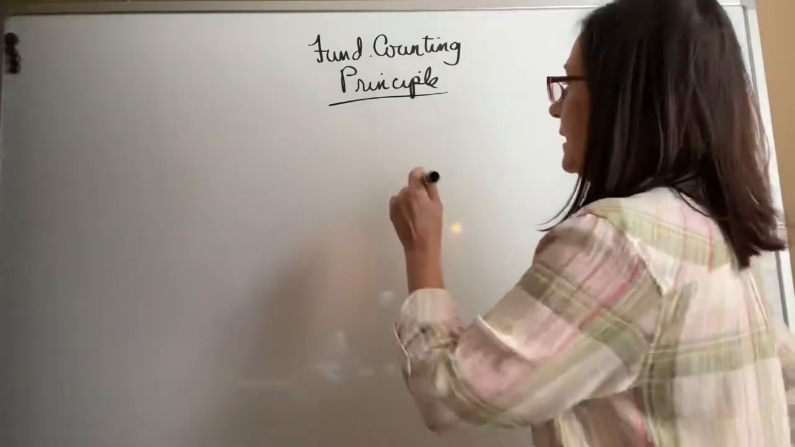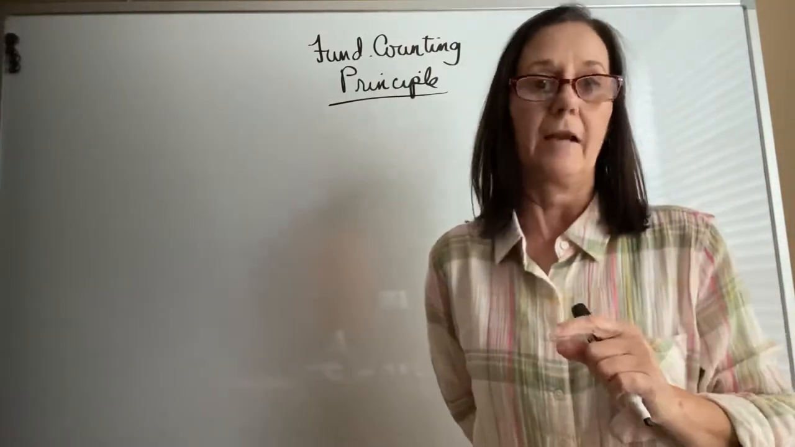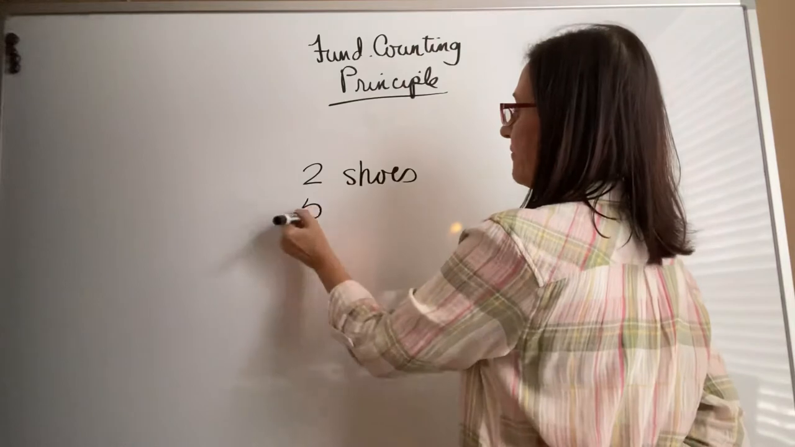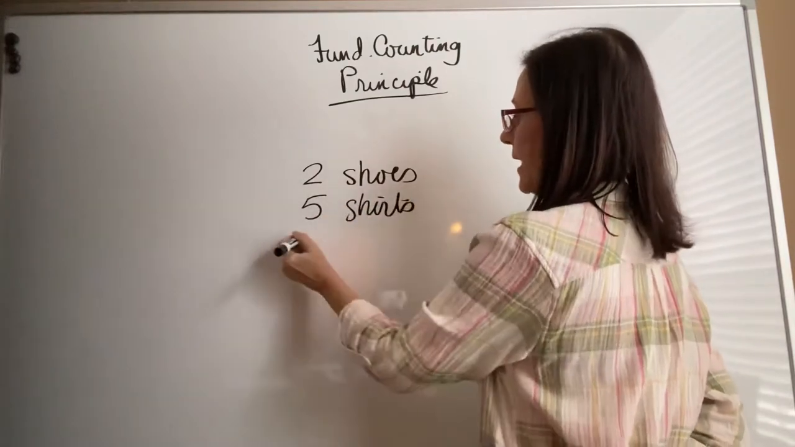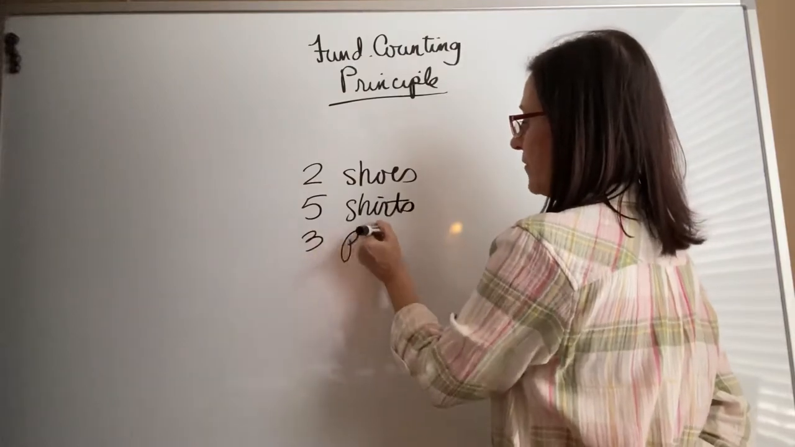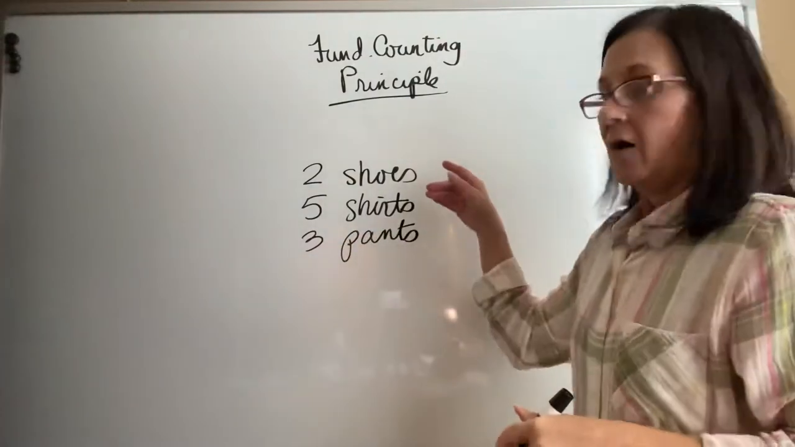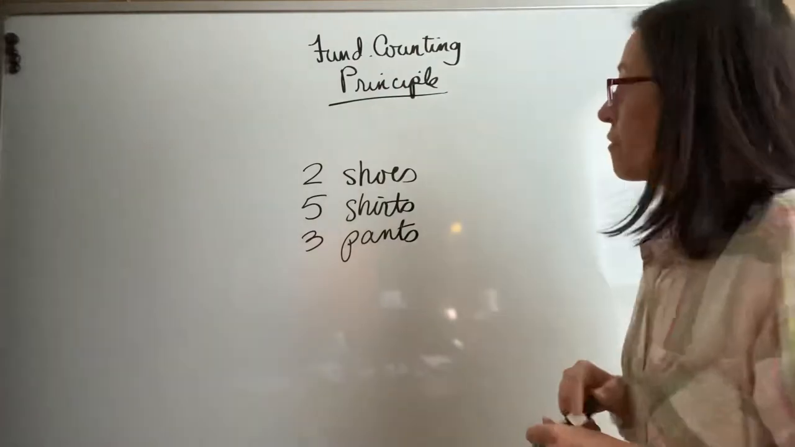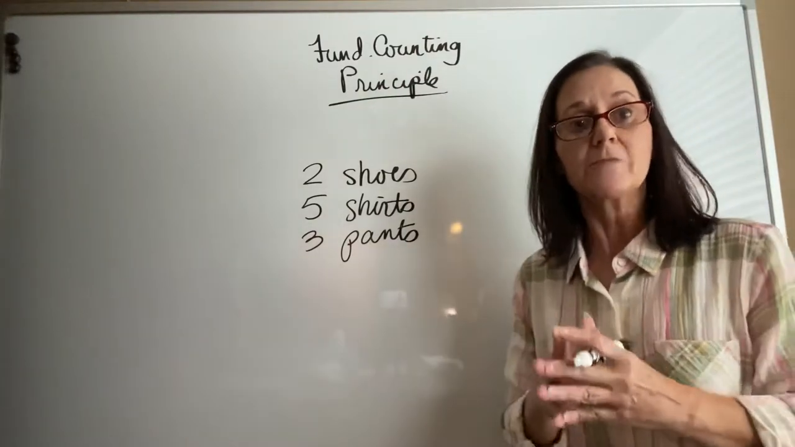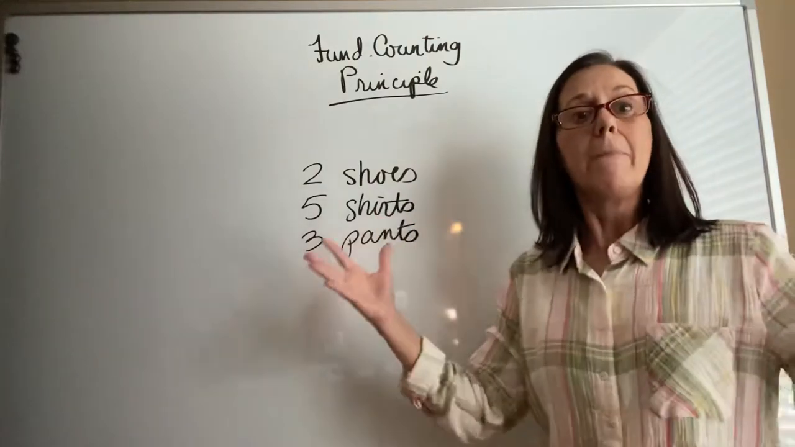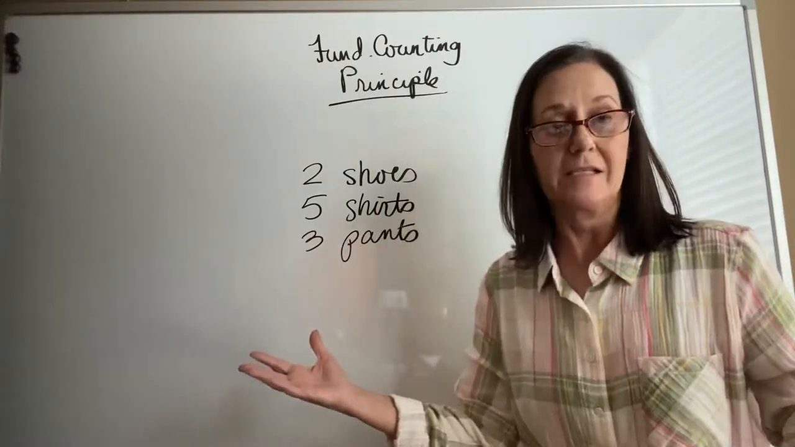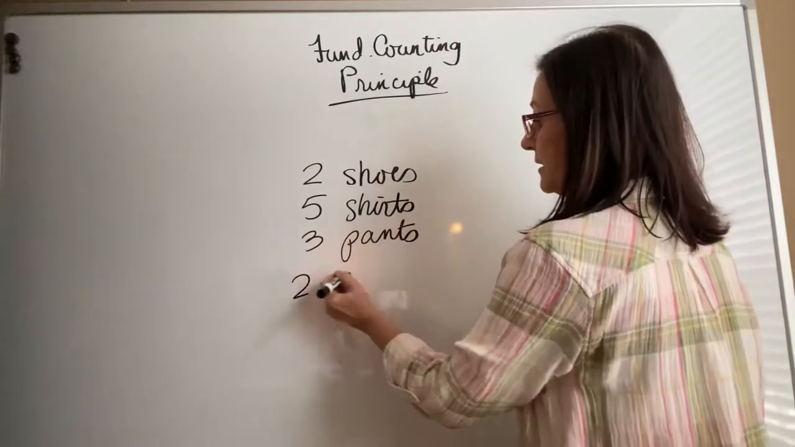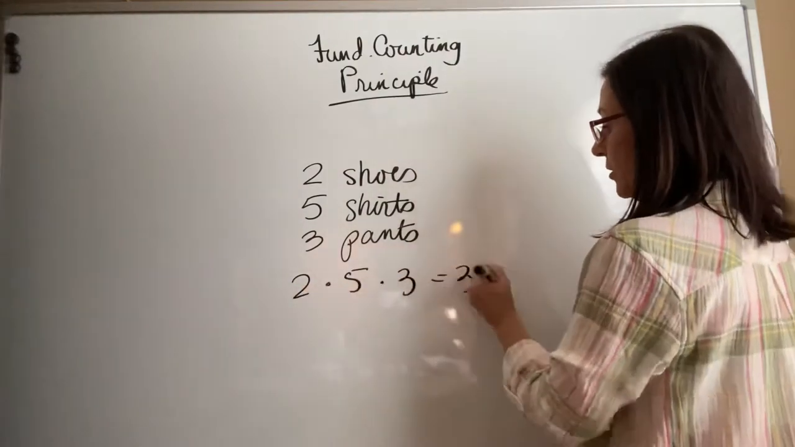All right, so let's say I'm choosing an outfit out of my closet. I have two pair of shoes. I have five shirts to choose from, and I have three pairs of pants to choose from. All right, two options for shoes, five options for shirts, three options for pants. The fundamental counting principle gives me the total possible different outfits that I could make from these three items by multiplying. It's 2 times 5 times 3, which is 30.